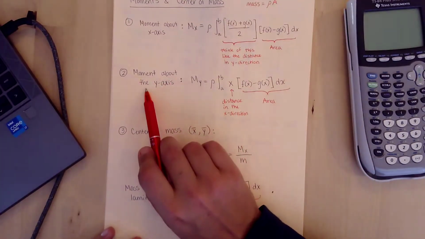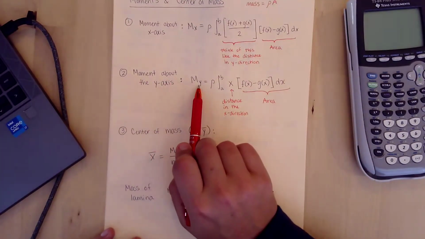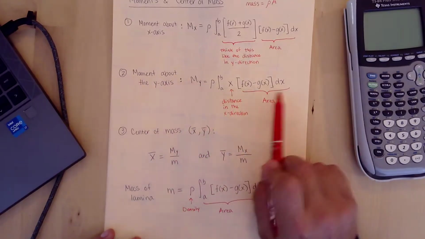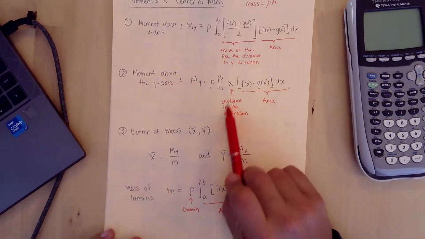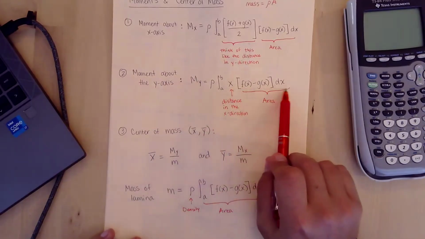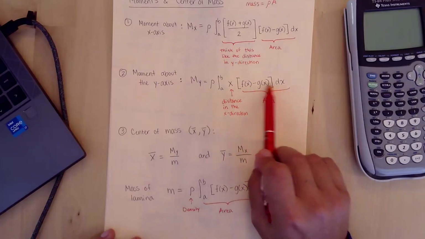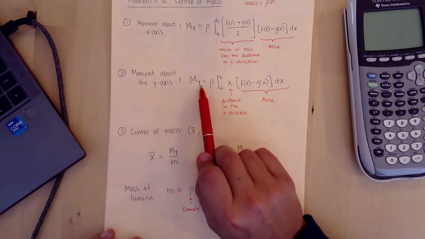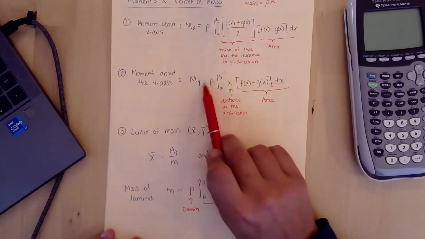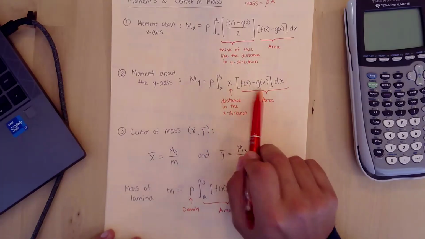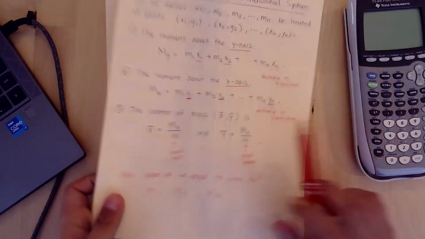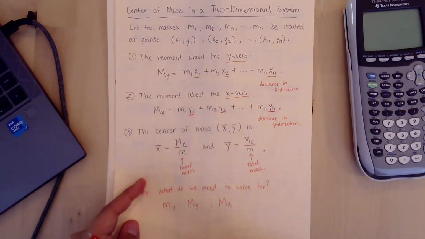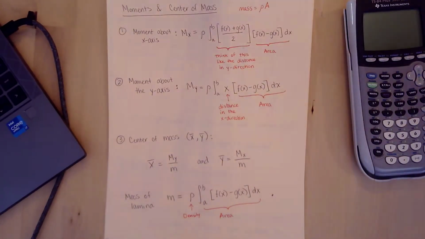And then the moment about the y-axis, m sub y, is going to be the density times this integral, where we're having the distance in the x direction times this area, which was f of x minus g of x, dx. So the moment about the y-axis is a density times an area. That's what gives us our mass, and then times the distance in the x direction, which is analogous to what we were doing before, a mass times the distance in the x direction.